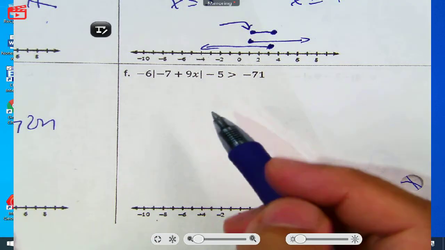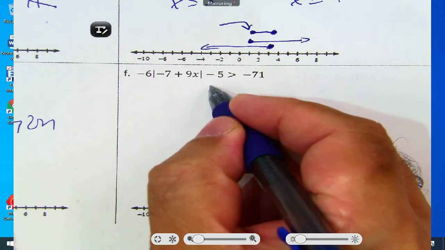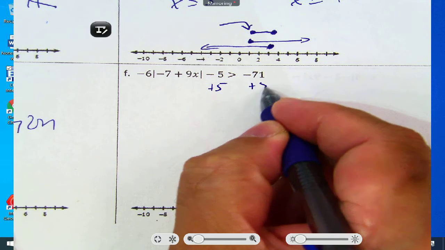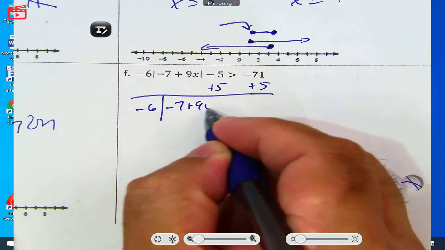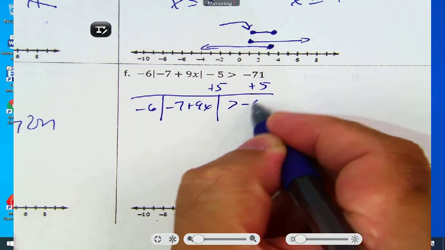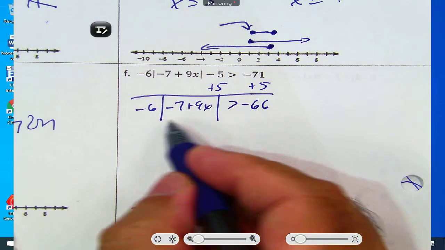All right, so the first thing I want to get rid of is the -5. Remember, you have to isolate the absolute value first. Divide by -6.